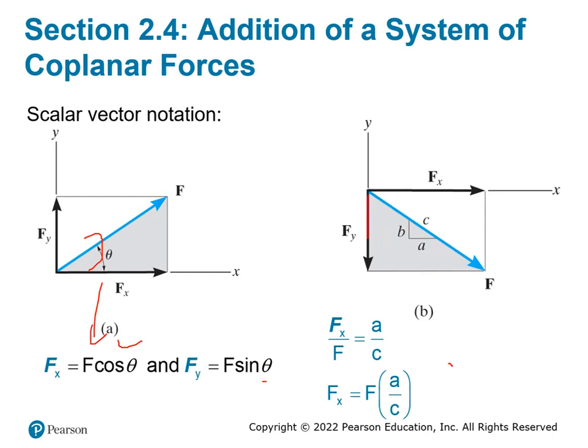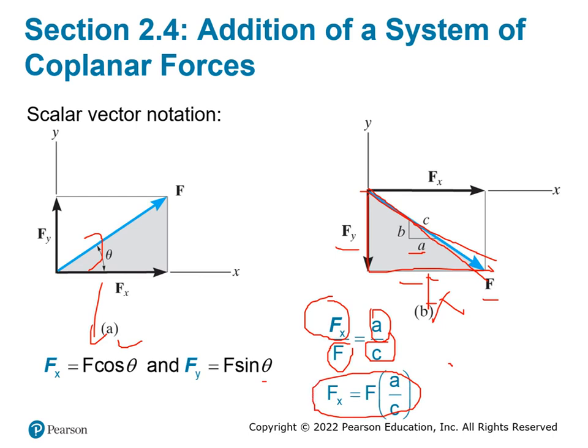Then we have the bigger triangle, with our Fx, Fy, and our F. We can use similarity on both triangles, so we can equate the sides from the big triangle and the small triangle. In the big triangle we have Fx, and the corresponding side to Fx is our A, the horizontal. So we divide Fx by F, the hypotenuse, and the corresponding hypotenuse is C. From there we get Fx equals F times A by C.